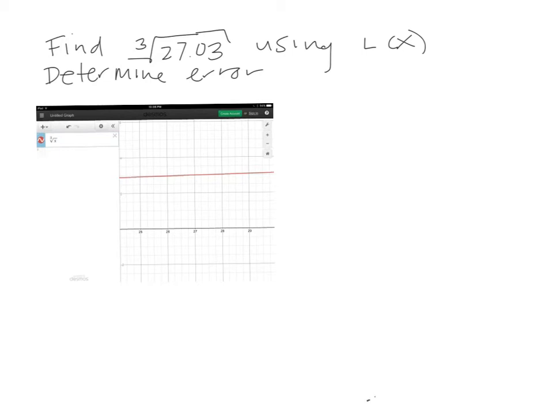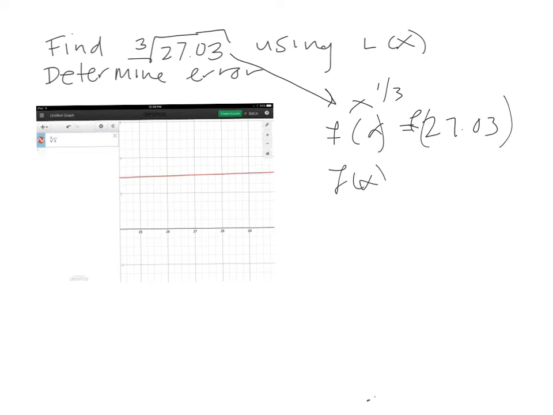So the first thing you have to appreciate in this example is that the function here is x to the 1/3. That's the function that we're looking at. And we're looking specifically where x equals 27.03. That's what I'm trying to find. I'm wanting to find what the value of f of x, or f of 27.03, is when f of x is equal to the cubed root of x.